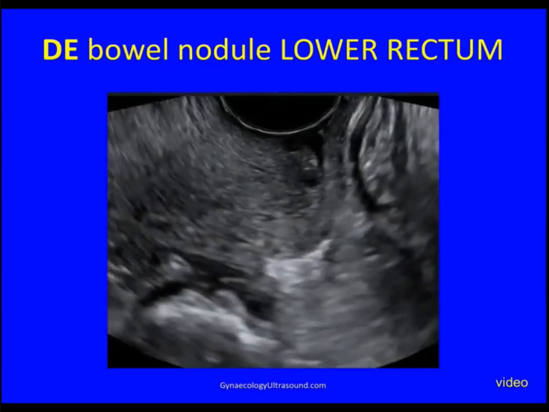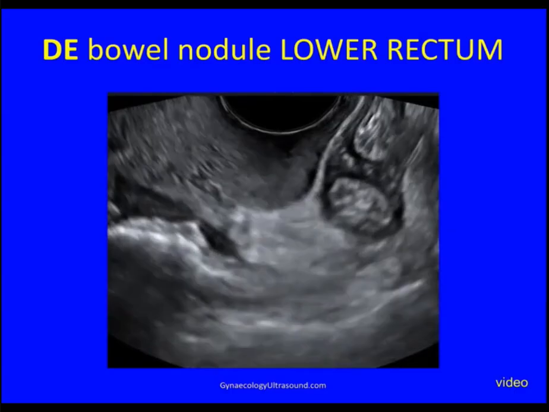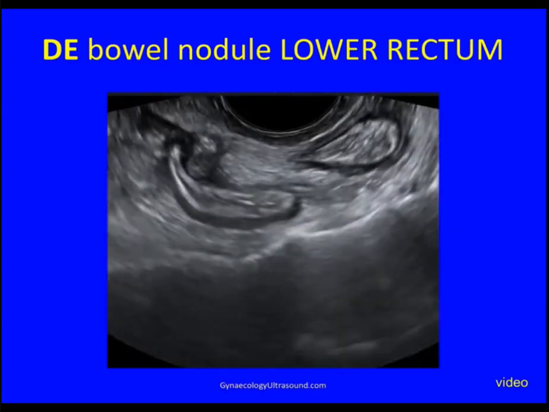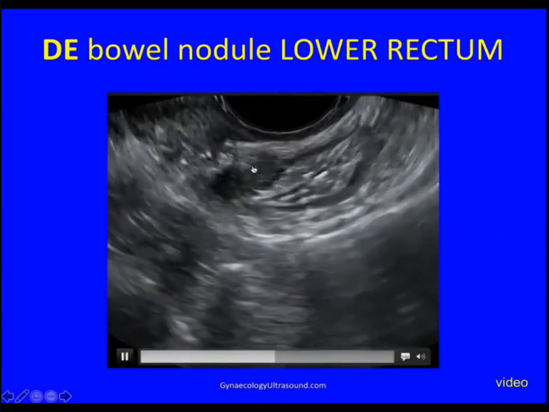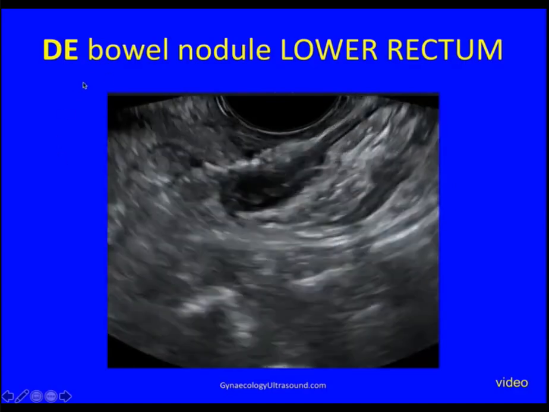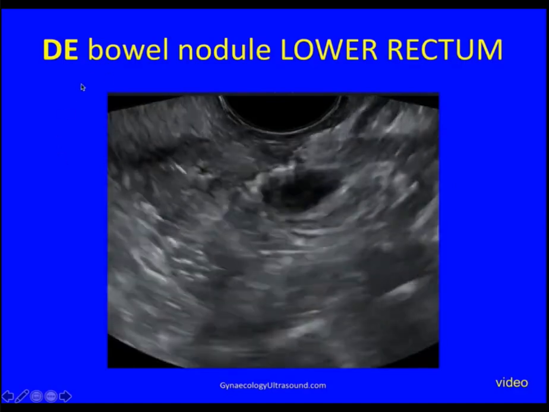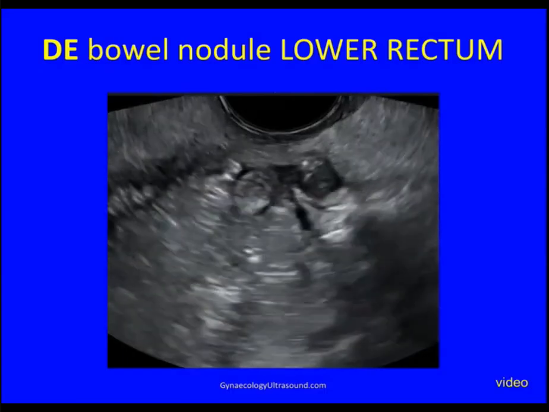So this is an example of a bowel nodule in the lower rectum. So we're going in the posterior fornix, and there you go, there's the bowel nodule. Now we're nowhere near the torus. The torus is up there somewhere, the cervix is far away. So this has got to be lower rectum.